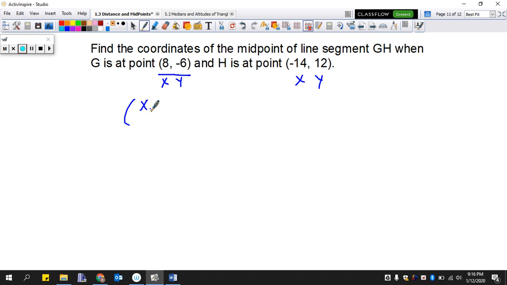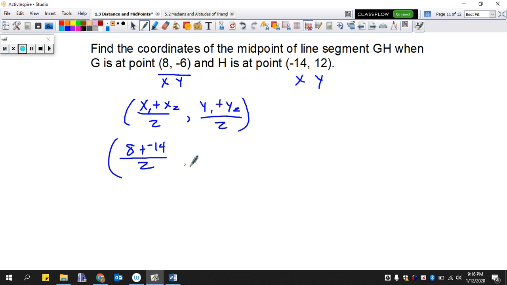Our y value, we have negative 6 plus 12 divided by 2. Negative 6 plus 12 is a positive 6 over 2. And that is a positive 3. So the midpoint is at negative 3, 3 on the coordinate plane.